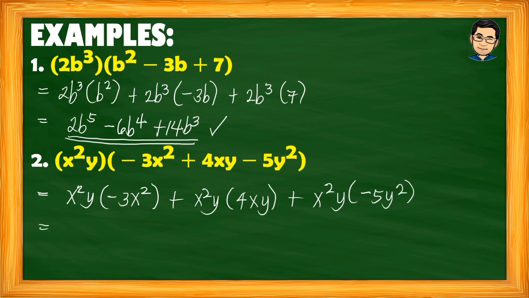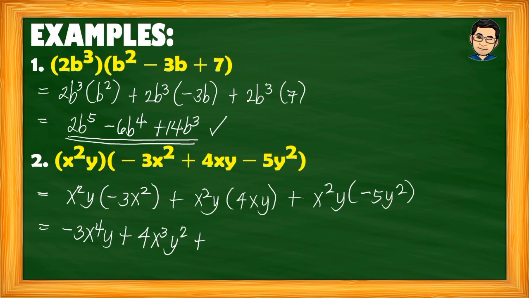Next, x squared y times negative 3x squared. Ang numerical coefficient ng x squared y is 1. So, 1 times negative 3, that is negative 3. And then x squared times x squared, so 2 plus 2, x to the 4th power. And then y, kakopy lang natin. Next, plus x squared y times 4xy. Numerical coefficient ng x squared y is 1, so 1 times 4, 4. And then x squared times x, that is 2 plus 1, so x cubed. And then y times y, so 1 plus 1, that is 2, so y squared.